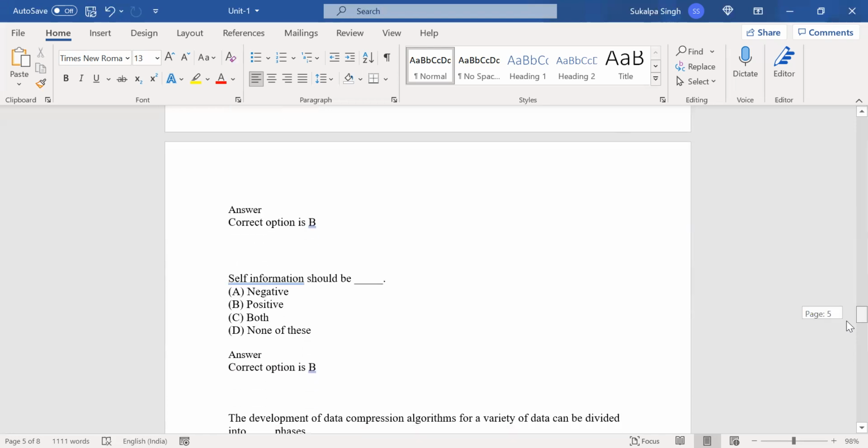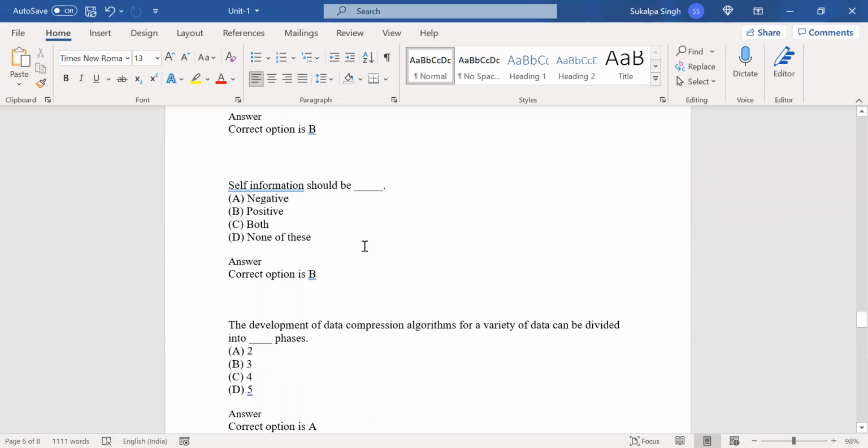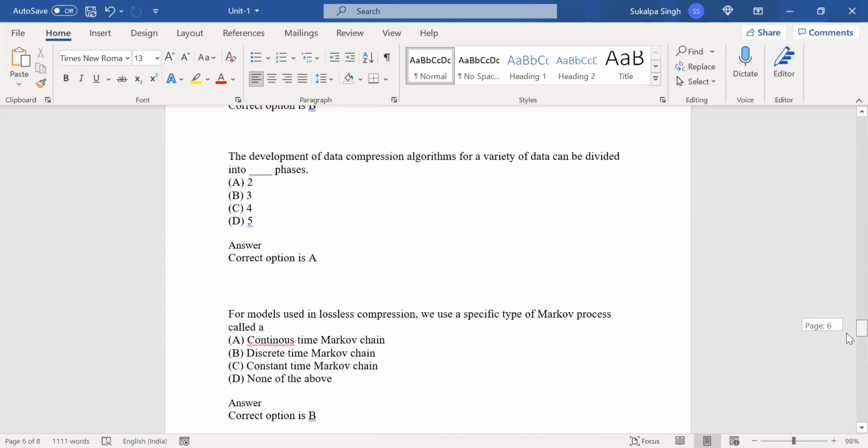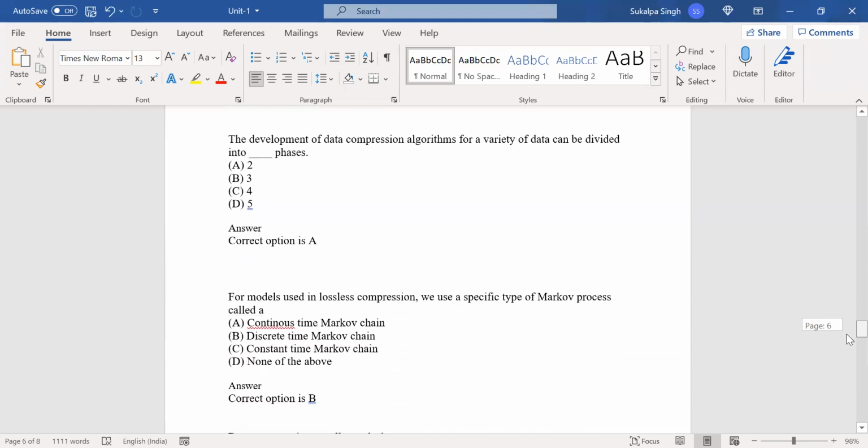Next is: self information should be positive. When you study the topic of self information, the very first thing you will note is only this. The development of a data compression algorithm for a variety of data can be divided into two phases. Yes, you can divide it into two phases. For models used in lossless compression, we use a specific type of Markov process called a discrete time Markov chain. So Markov process, composite model, probability model, all of this will be part of your unit 1.